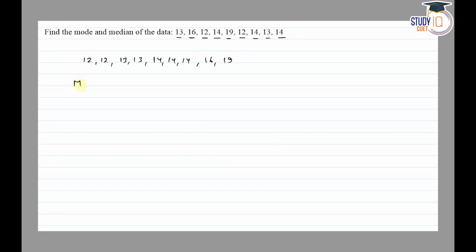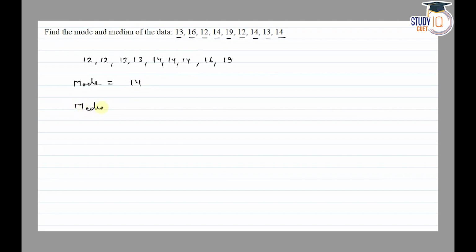So mode is the variable which occurs most frequently. So यहाँ 12 2 टाइम है, 13 2 टाइम है, 14 3 टाइम है. So 14 की फ्रीक्वेंसी सबसे ज़्यादा है, so mode हो जाएगा हमारे पास 14.